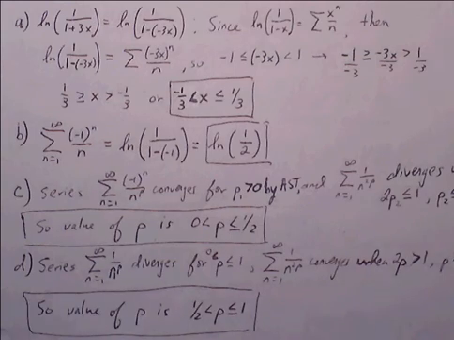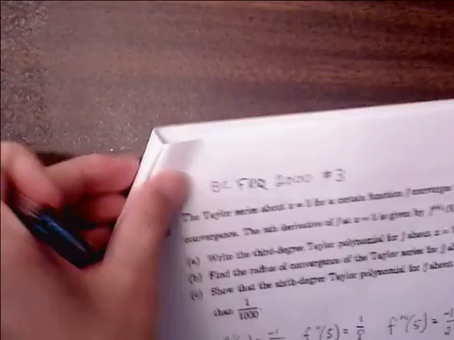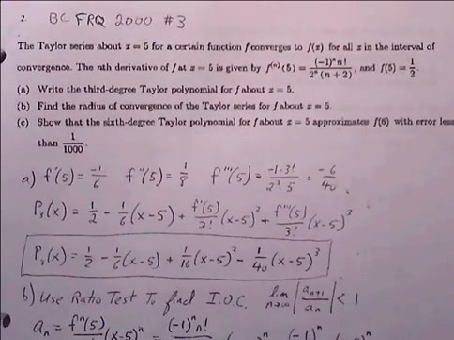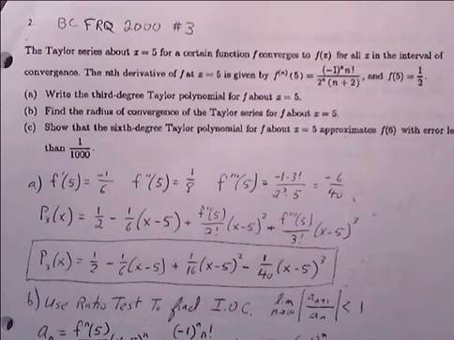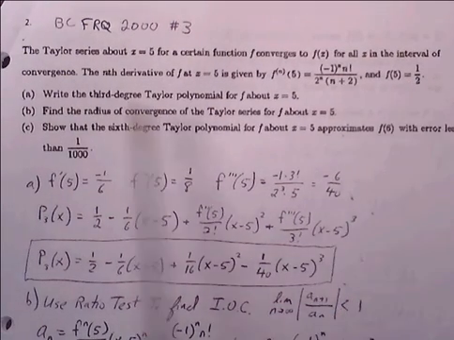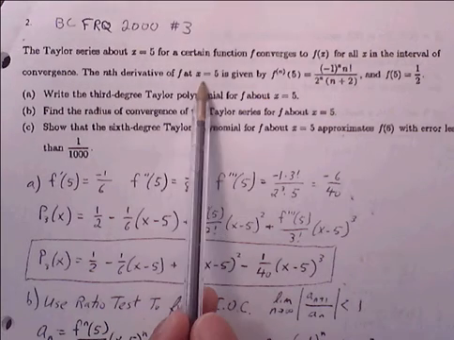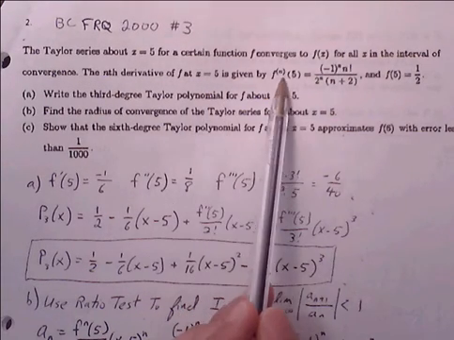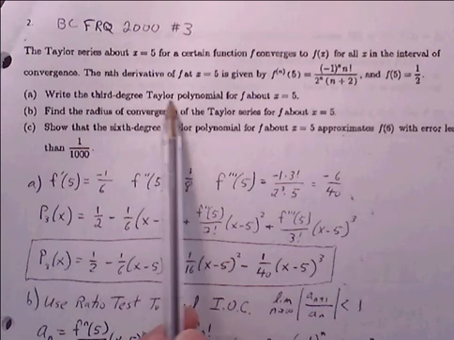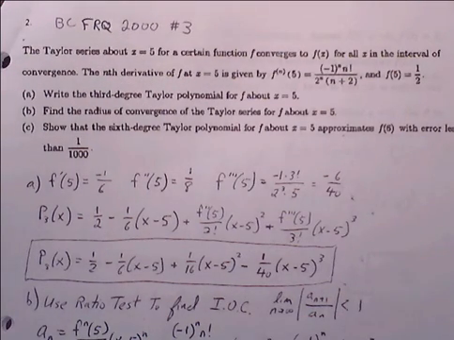Okay, all right. Let's look at the second page here. Number 2, we have a Taylor series about x equals 5 for a certain function f. It converges to f of x for all x in the interval of convergence. The nth derivative of f at x equals 5 is given by this formula here, and f of 5 equals 1/2. So part A says write the third degree Taylor polynomial for f about x equals 5.